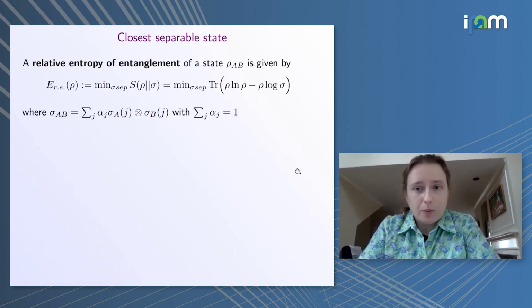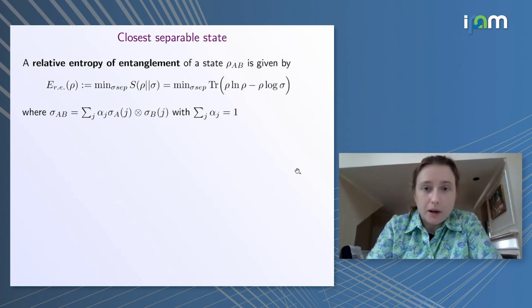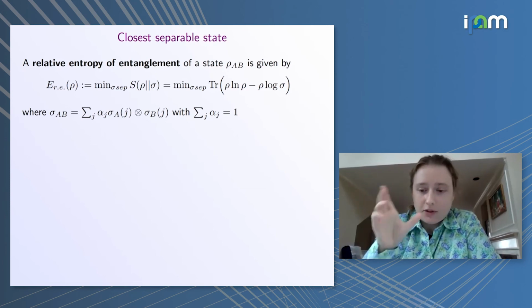So the relative entropy of entanglement, that's a measure of the entanglement on mixed states, and it's calculated as the minimal distance between your state and a separable state. When I say distance, what's the distance? The distance is the relative entropy. So here we take the relative entropy as the distance between your state and any separable state. The minimal one is your entanglement.